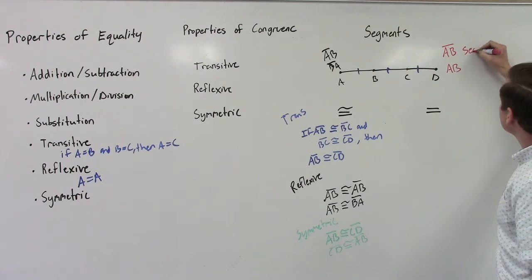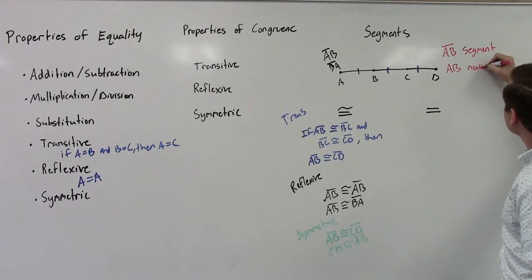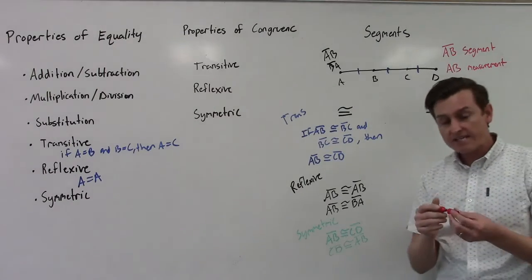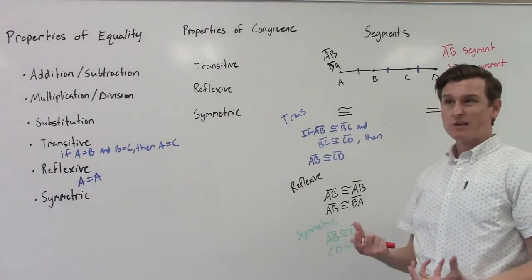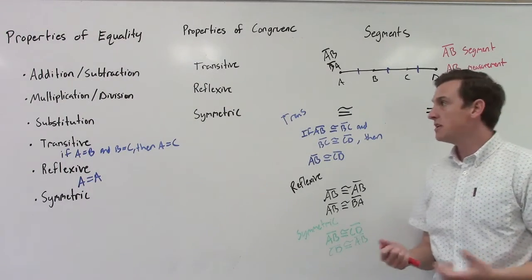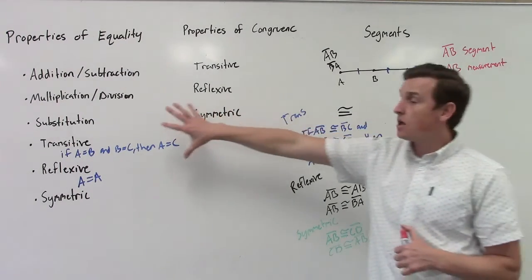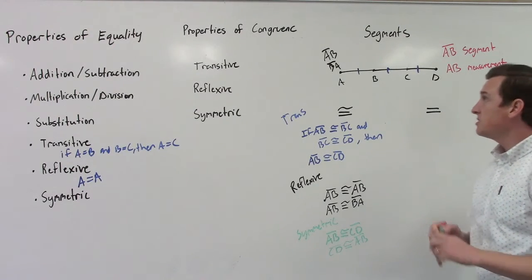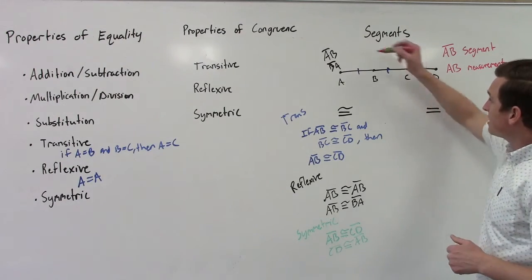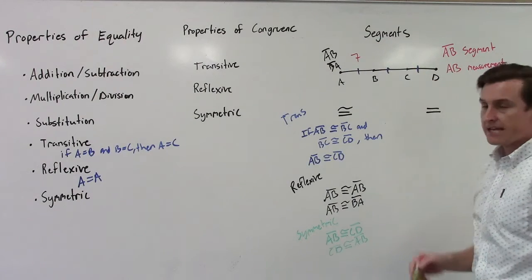So this guy's a segment, and this guy is a measurement. For segments we use congruence. For measurements we can use equality, because remember, a measurement is just a number. So let's run through some of these properties of equality, but in segment land. Let's say, for the sake of argument, that I know that AB is equal to 7.